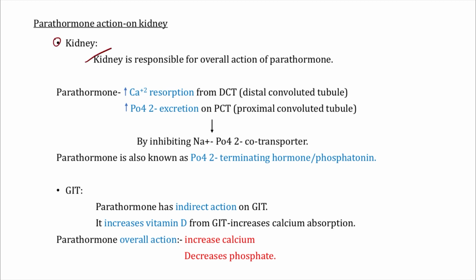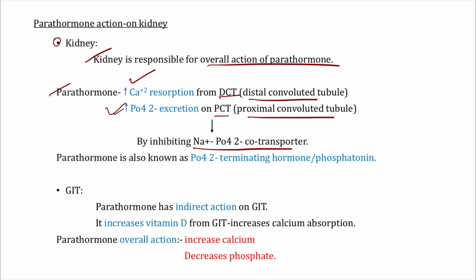Very important. The kidney is responsible for the overall action of parathormone. Now see how. In the kidneys, parathormone increases calcium resorption by acting on the distal convoluted tubules, DCT. At the same time, it also increases the excretion of phosphate by acting on the proximal convoluted tubules, PCT. How, sir? In the PCT we have a very important protein channel, the sodium phosphate cotransporter. By inhibiting the sodium phosphate cotransporter, parathormone increases phosphate excretion, right?